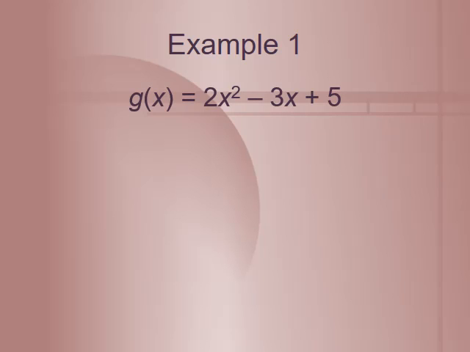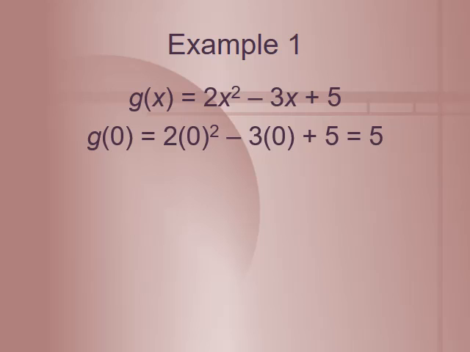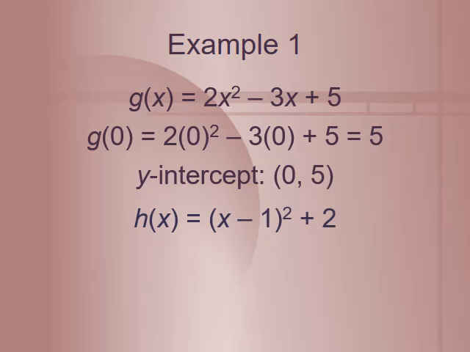So if we look at this function, if we think of it as having a 0 in the place of the x's, then we end up with just 5 because we have 2 times 0, 3 times 0. Our answer is 5. So our y-intercept for this particular problem is (0, 5). Let's look at this one. If we put a 0 in for our x, we have 0 minus 1, which is -1, squared is 1, plus 2 is 3, so our y-intercept is going to be (0, 3).